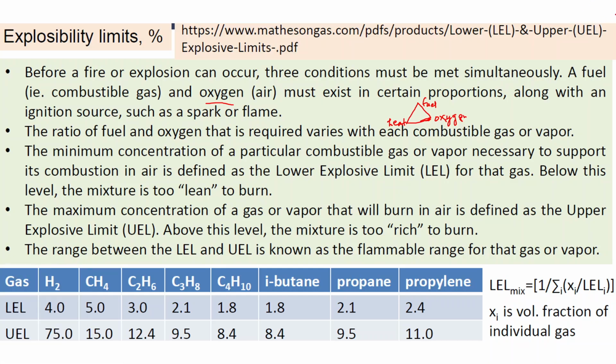So basically, what I'm telling is that if the amount of fuel is less or in excess, proper combustion will not take place. And for that, there is a limit. The minimum concentration of a particular combustible gas or vapor necessary to support its combustion is the minimum concentration which we require of a fuel. It is called the lower explosive limit.